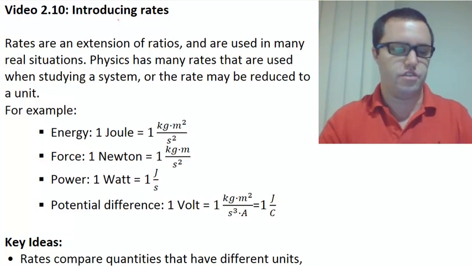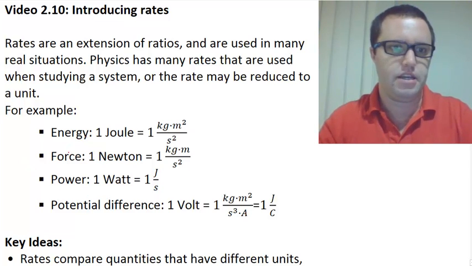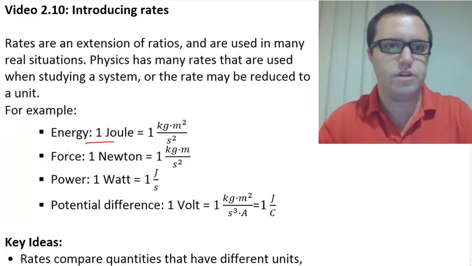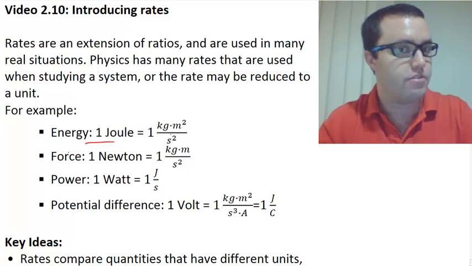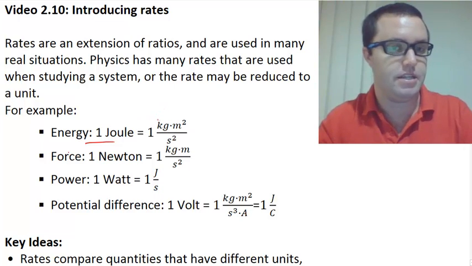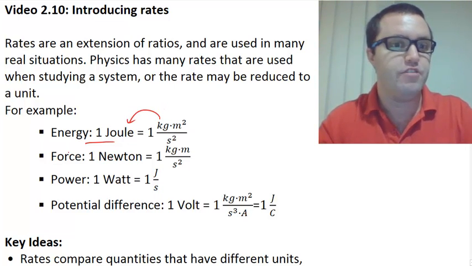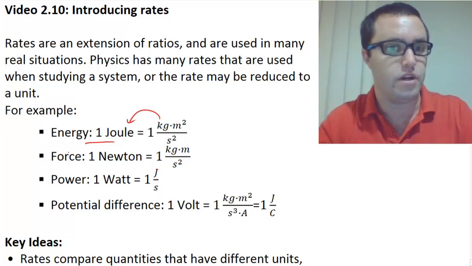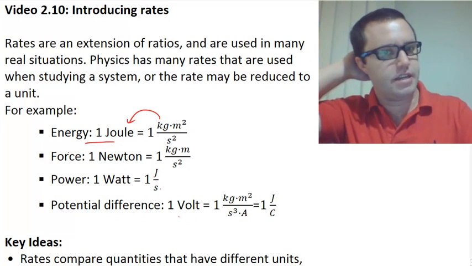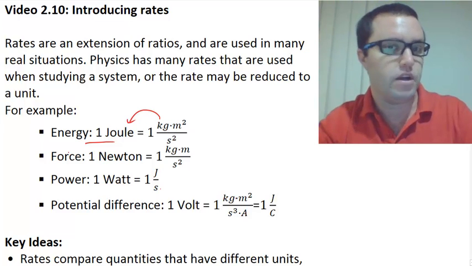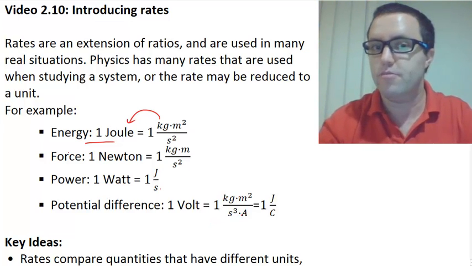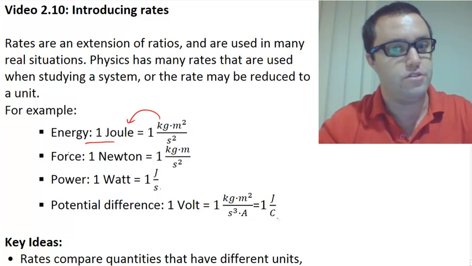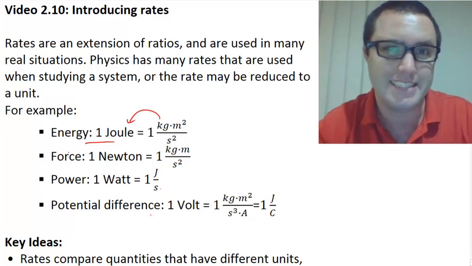So for example, we have here that energy is 1 joule, and 1 joule is equal to 1 kilogram meters squared per second squared. But we sort of make that just a joule instead. Force, which is a newton, is equal to 1 kilogram meter per second squared. And power, which is a watt, is equal to 1 joule per second. And potential difference, like electrical energy, is 1 volt, which is equal to 1 kilogram meters squared per second cubed amps, or 1 joule per coulomb, or 1 volt is probably the easiest way to do it.